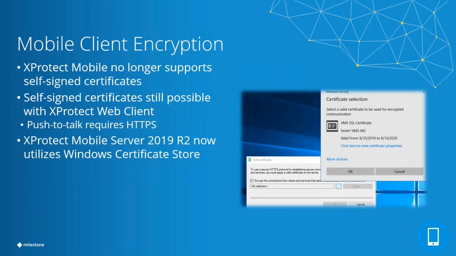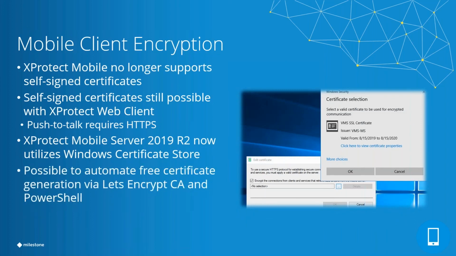One of the biggest changes in mobile server 2019 R2 is we now utilize the Windows certificate store. This allows us to automate certificate creation on the server itself. And this does allow us to utilize something called Let's Encrypt CA, which is a free open certificate generation site. There's a guide in that PDF that will walk you through how to utilize some PowerShell commands that were created by some individuals on our support team to automatically request and renew these Let's Encrypt certificates.